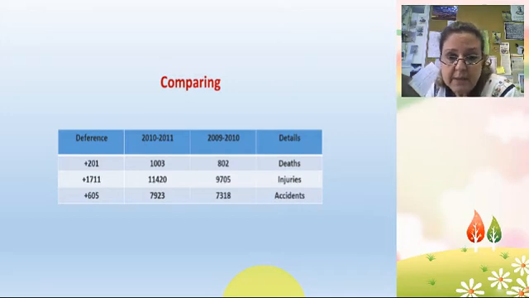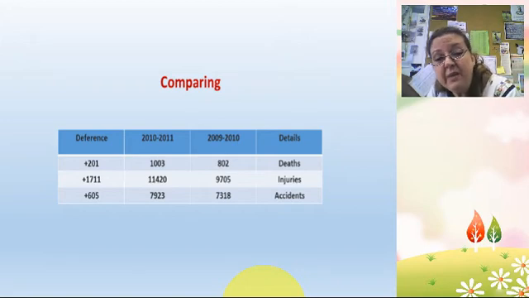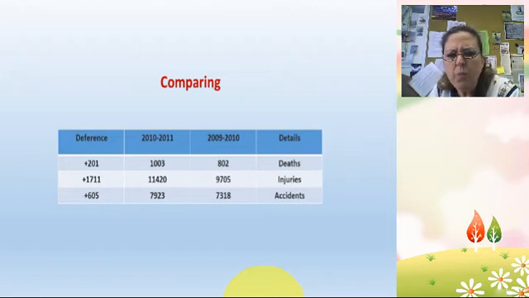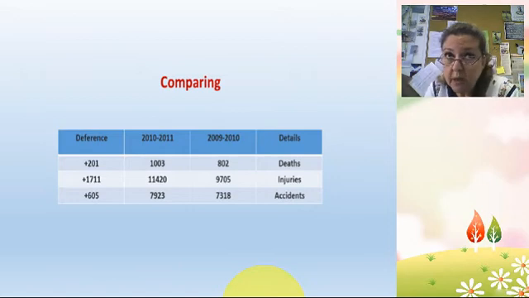Again, with injuries, the figures went up from 9,705 to almost 11,500. That's an increase of 1,711. So accidents again increased by 600. So just within 1 year, the number of accidents, deaths and injuries has increased. Perhaps this is because of an increased number of cars on the roads. It could be that the roads are deteriorating. It could be that people aren't being trained well in their driving ability.